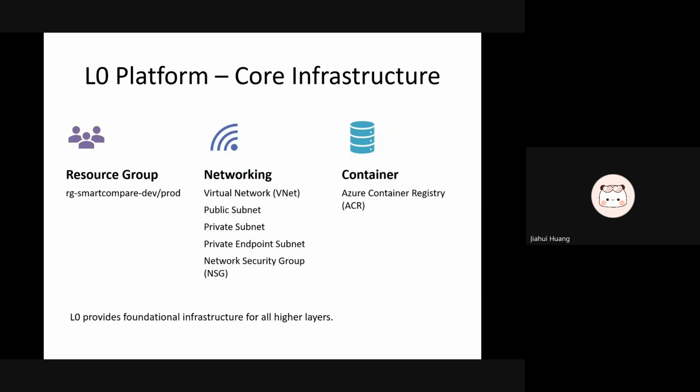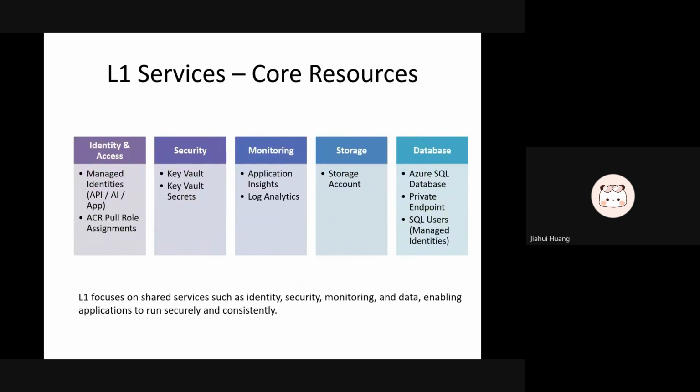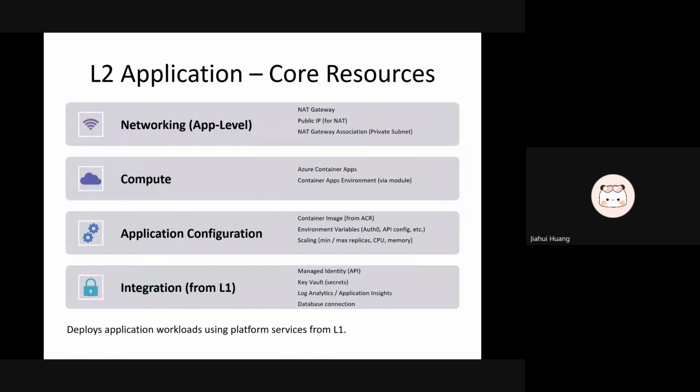L0 provides the foundation, mainly networking and core infrastructure. These are stable resources and rarely change. L1 focuses on shared services like identity, security monitoring, and storage. These services are used by all applications. L2 is the application layer where we deploy workloads like container apps. This layer is more dynamic and can be updated frequently. This layered design allows us to separate concerns and manage resources more efficiently.